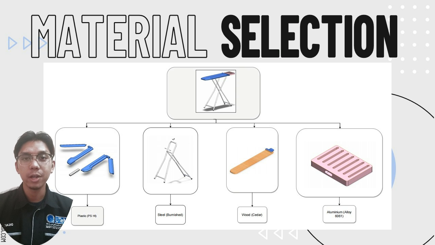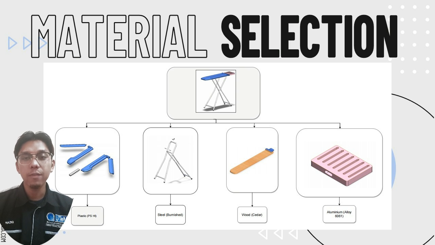Hi, Assalamualaikum, I am Haziq. So, for the material selection of our product, it is divided into 4 types of material, which is plastic phenol formaldehyde, steel burnish, wood cedar, and aluminium alloy.